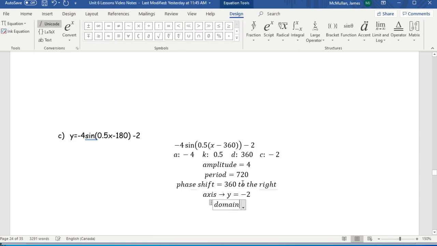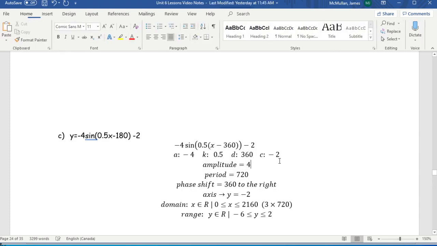The domain is x is in the real numbers such that 0 is less than or equal to x, which is less than or equal to 2160, which is 3 times 720. And the range, y is in real numbers such that, let's see here. So our axis is at -2. We can go 4 up or 4 down. So -6 is less than or equal to y, which is less than or equal to 2.